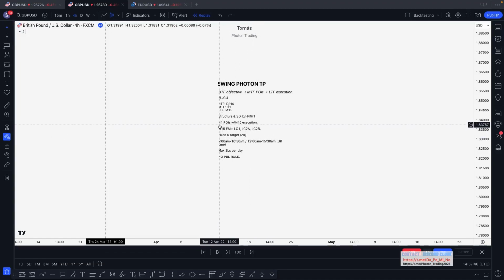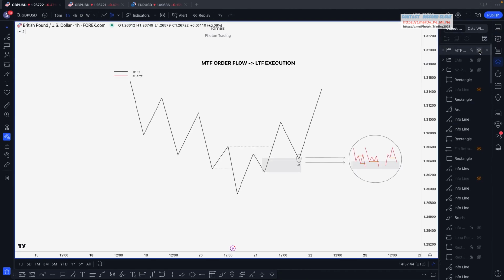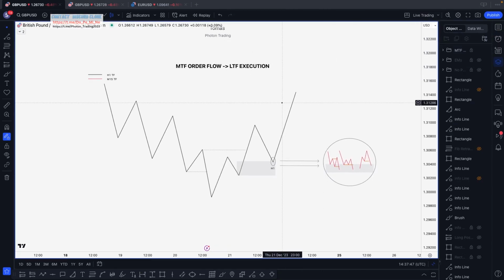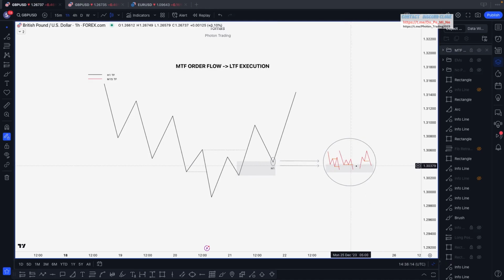So also, in terms of H1 POIs within M15 execution, I want to show you guys a diagram that I think can help. What I'm doing is basically waiting for price to, in this case, ideally be in my favor, create some kind of protected low, and once that happens, it can be ideally from a BOS, but it can be an internal BOS or even a change of character. It will depend, of course, on which phase you are in, but basically price pulls back down, mitigates the H1 POI, which is my medium time frame, and then I look for my lower time frame entry models.